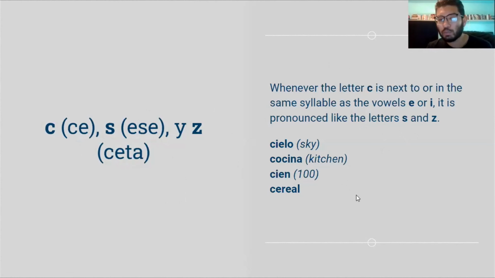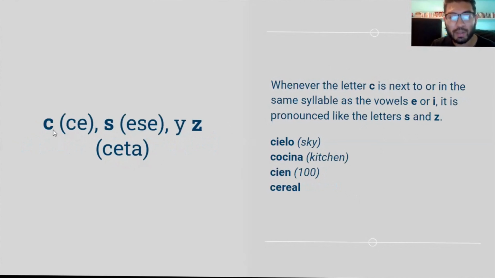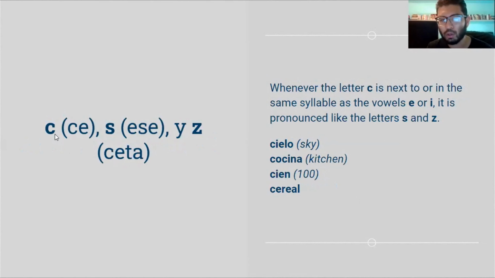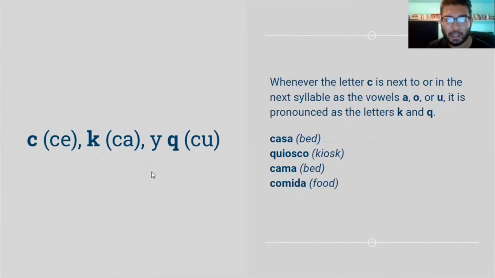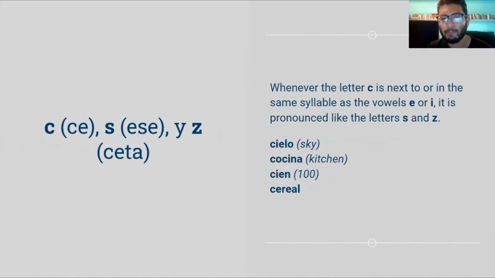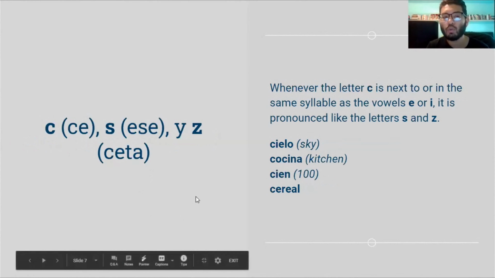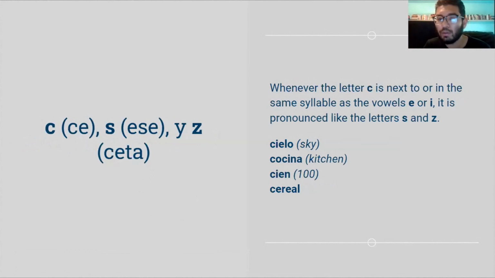But we need to be careful and understand that, for example, the letter C, or se, is a letter that produces more than one sound, no? It can produce a sound identical to the S and the Z in English. I'm sorry, it can produce the same sound as the letters S and Z, but it can also produce the same sounds as the letter K and Q. So how do we know what sound the letter C produces within a word in Spanish? We look at the letter next to it, no?